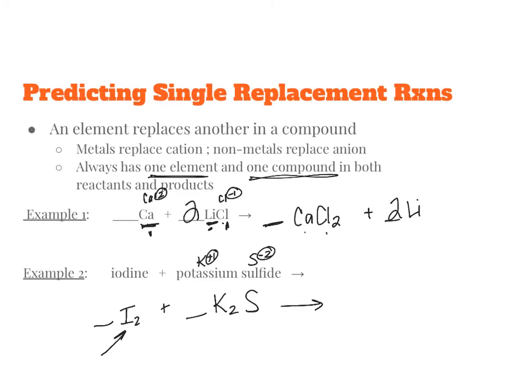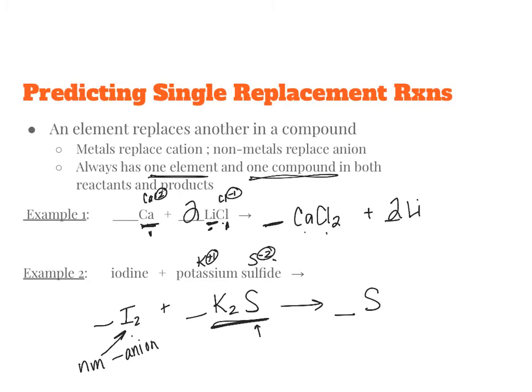Now I'm going to look at this singleton over here, and I'm going to determine, is that a metal or non-metal? So I know that iodine, since it's on the right side of the periodic table, is going to be a non-metal. So that means that it's going to be an anion. All right, so that needs to replace the anion in this compound. So the anion, the one that's got a negative charge, as we said up here, is going to be sulfur. So I know that iodine over here is going to kick sulfur out. All right, so I'm just going to kick sulfur out. And it is going to replace sulfur and bond with potassium.